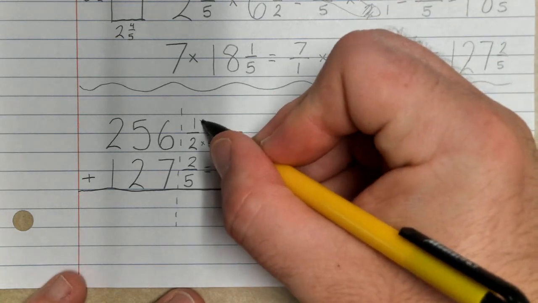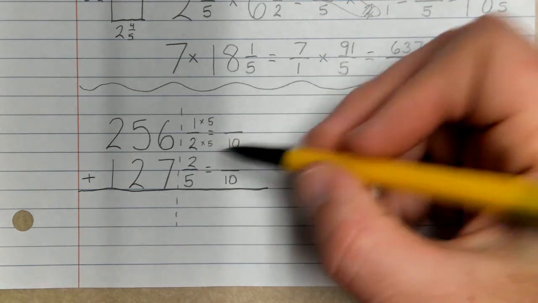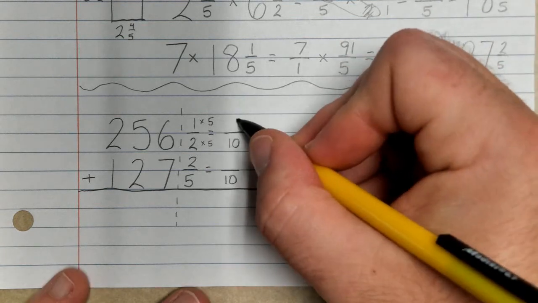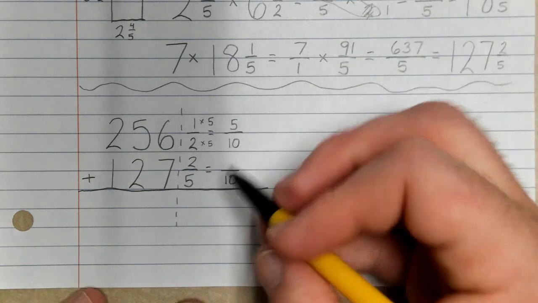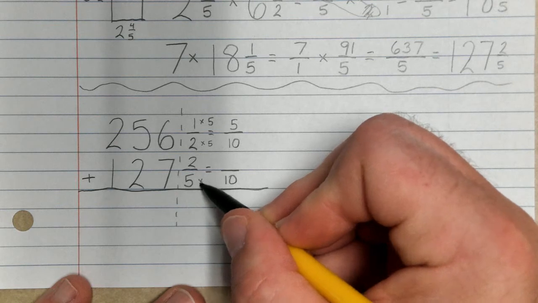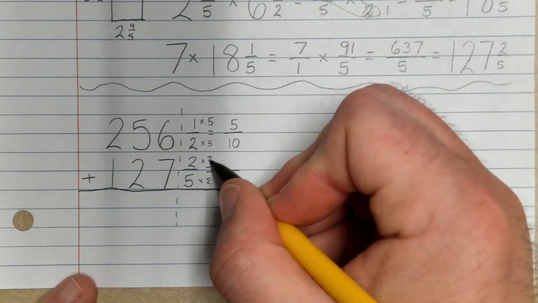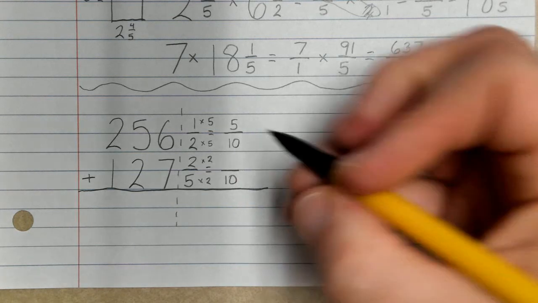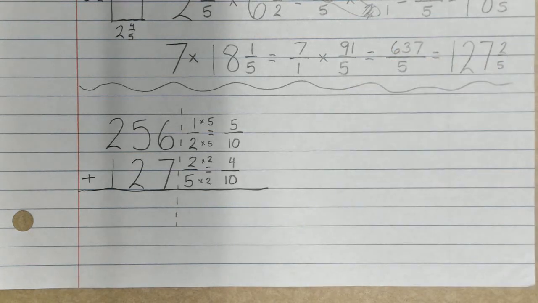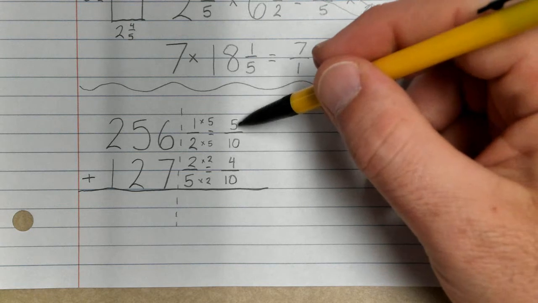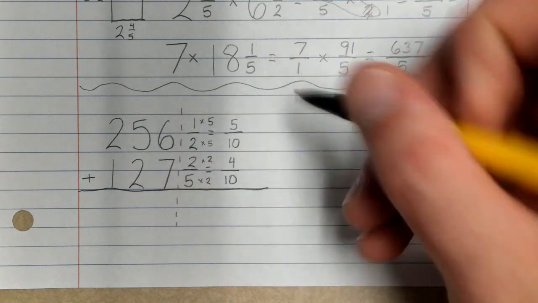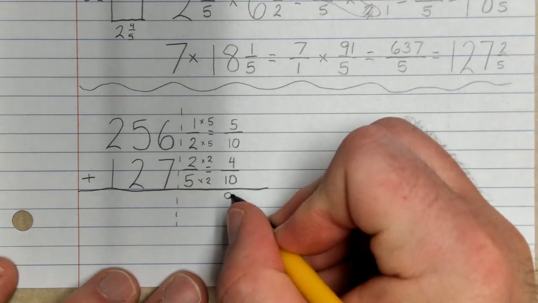So I'll multiply this top by the same thing. 1 times 5. There we go. 5 times, well, that's 2. 5 times 2 makes 10. So 2 times 2, remember the top gets the same thing, 4/10. 5/10 plus 4/10. 5 plus 4 is 9/10.